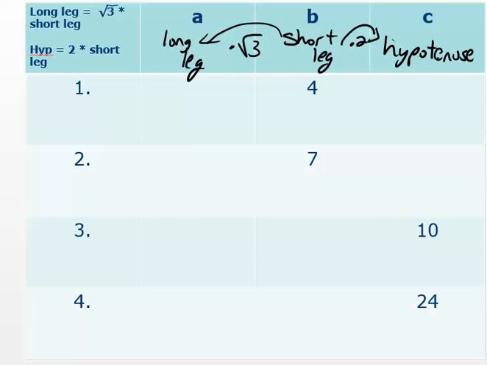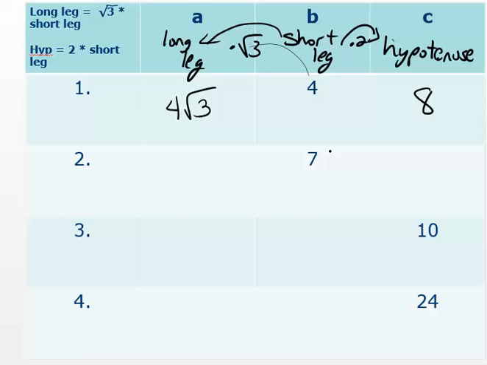So we're going to start with our short leg is 4. Our hypotenuse is times 2, so that's 8. Back to the short leg is 4. Our long leg, we're going to multiply by rad 3. So 4 rad 3. We're always going to start, if we can, with that short leg, because then going to the long leg and the hypotenuse, we multiply.